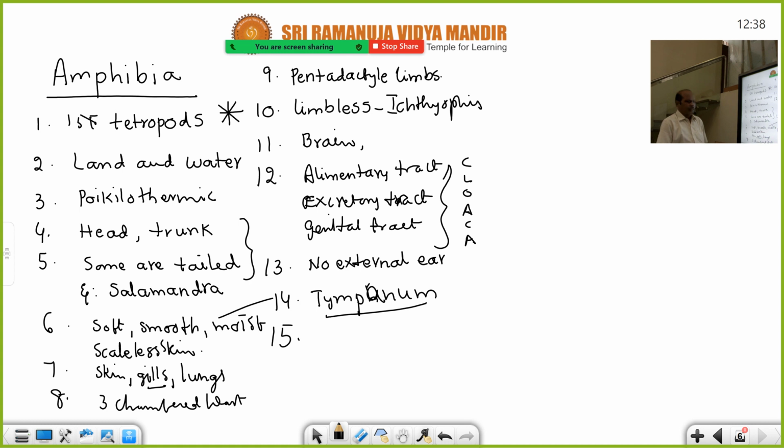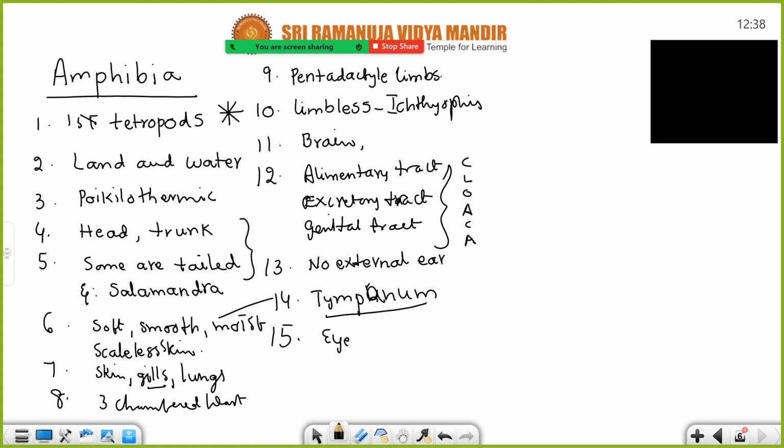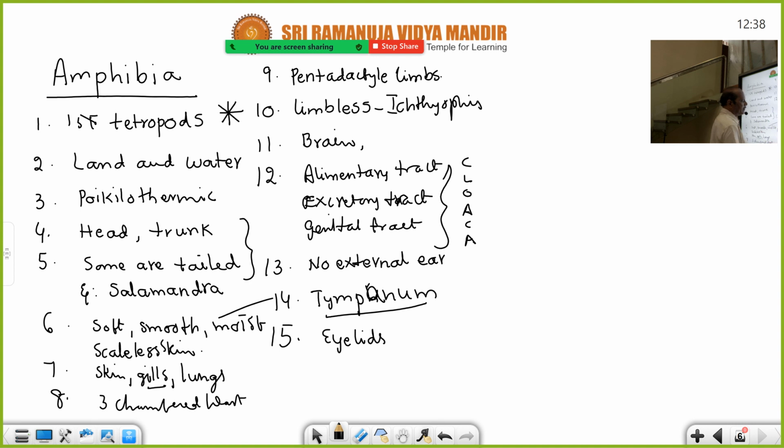Coming to the other sense organs, eyes with eyelids, first time developed, but in fishes eyelids are absent, snakes eyelids are absent. Vertebrates without eyelids: fishes and snakes, but first time eyelids developed. There are so many firsts developed in the amphibia. First limbs, first eyelids, first sternum, first tympanum. All are first in the amphibians. Previously, I have noted down this list of firsts in the amphibians.